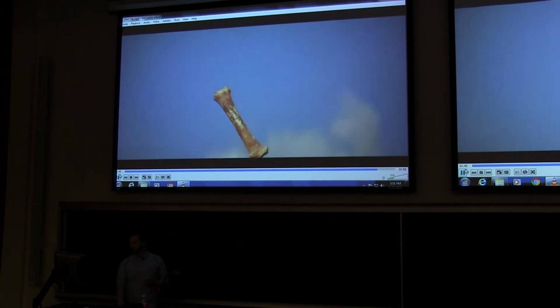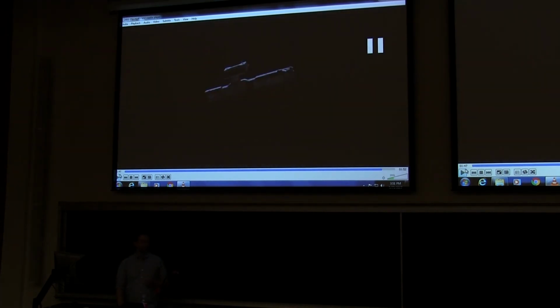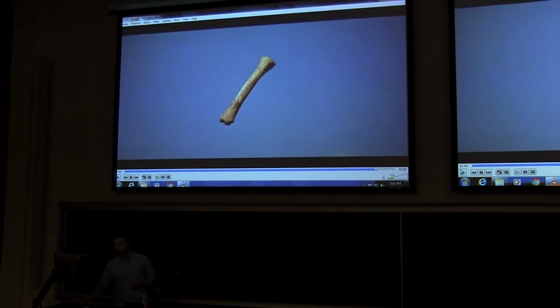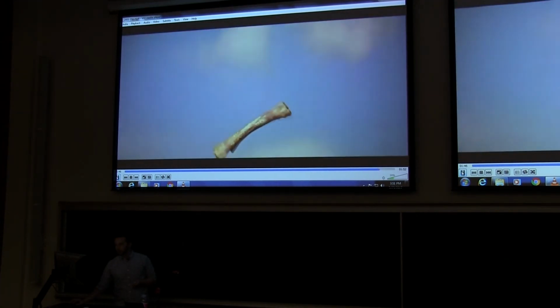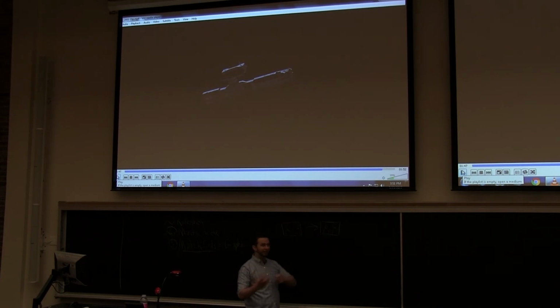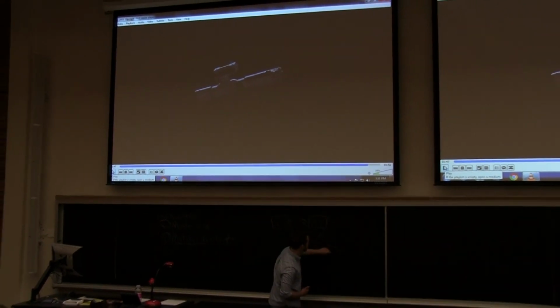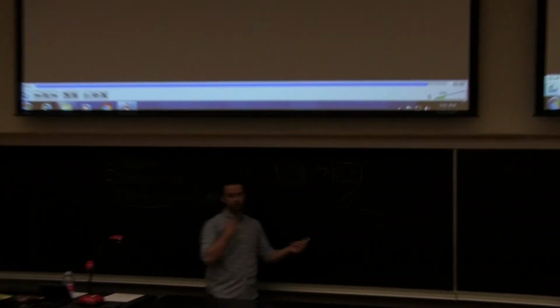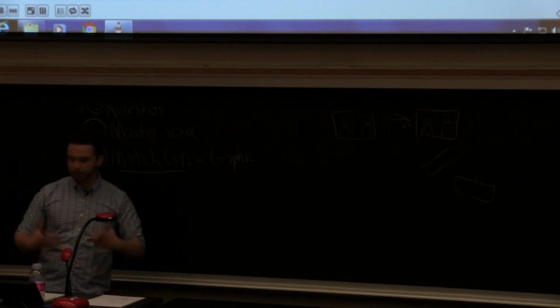Okay, so we get this. There, that's the match cut, okay? Right there to there. As the bone cuts to the spaceship, the graphic match means that the bone graphically matches the spaceship, right? So the bone is shaped like this, and the spaceship is shaped like this. Those two images have a graphic similarity. That's all a graphic match is, okay? Is that similarity between those two things.